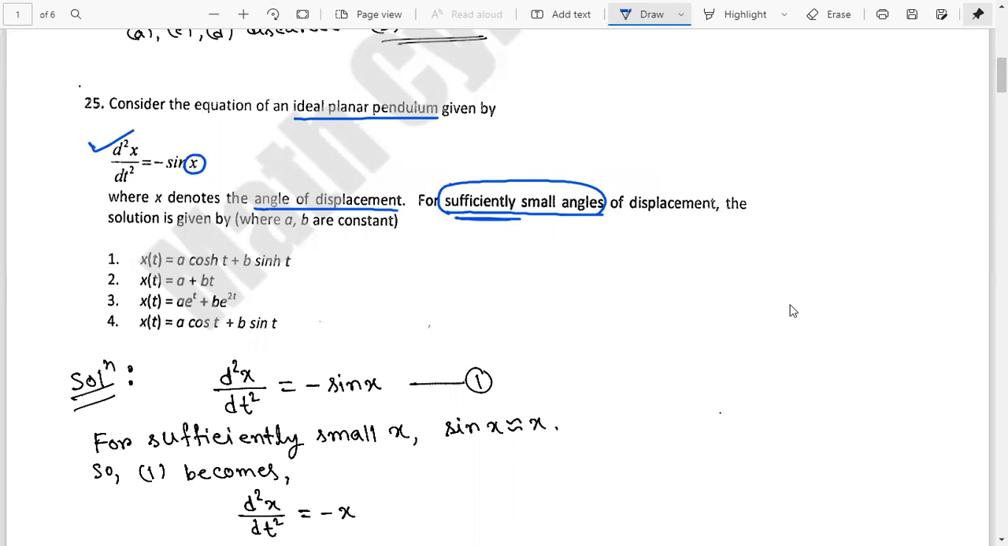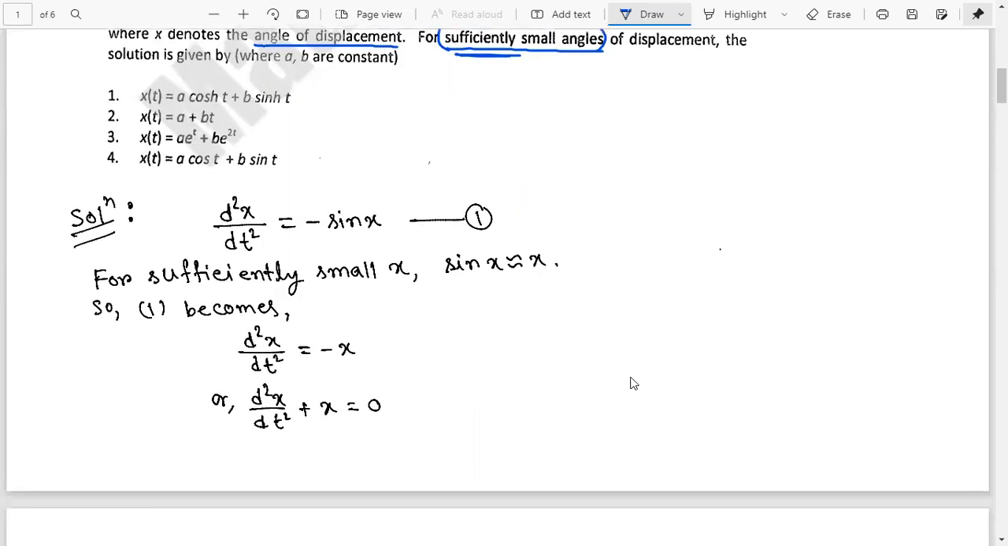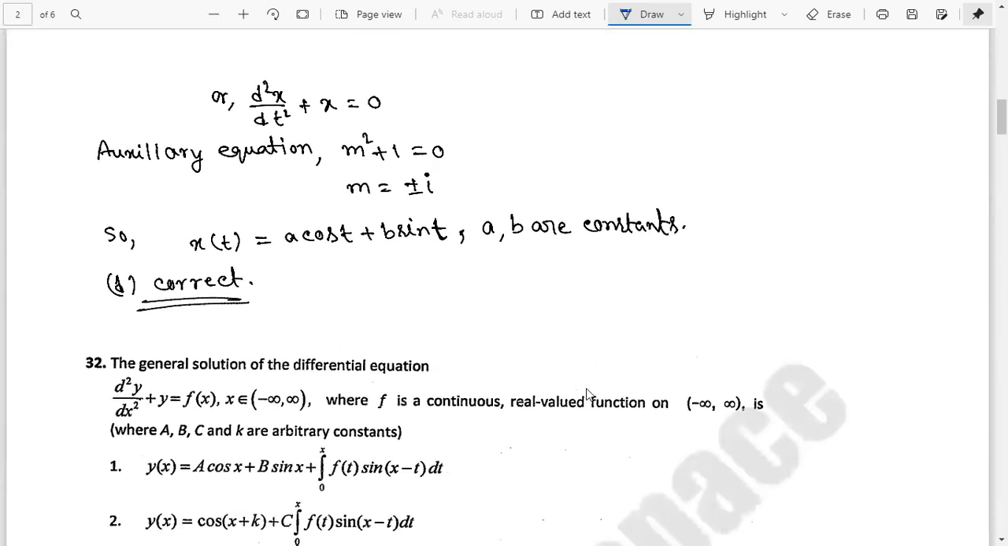So simply, if we solve this problem: d²x/dt² = -sin x. This is our given problem. And here the sufficiently small angles are given. When the angle is sufficiently small, sin x will be considered equal to x. So this equation number 1 becomes d²x/dt² = -x. Now let's solve this problem, and you will get d²x/dt² + x = 0.